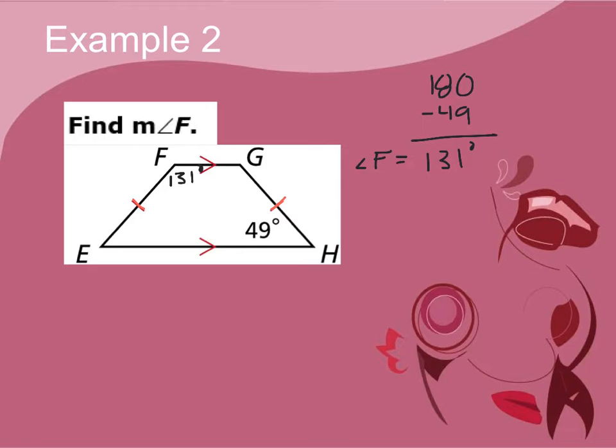What would angle E be? 49. What about angle G? 131. So if we add up all four of these angles, what are they going to equal? 360. 360, which is what a quadrilateral is supposed to equal.